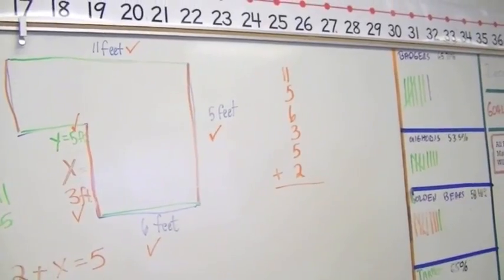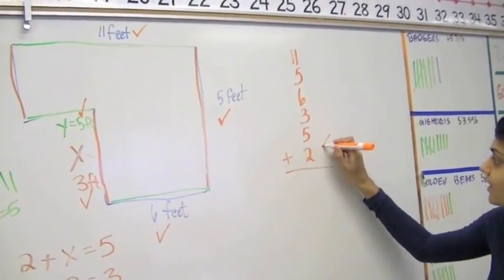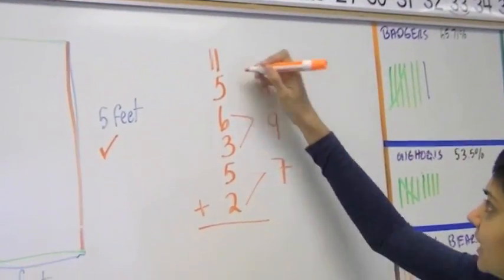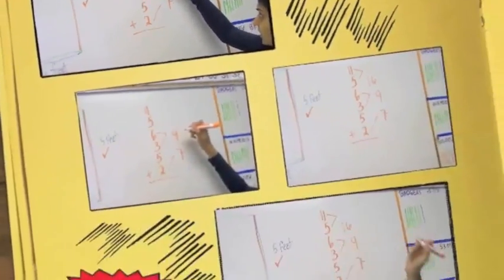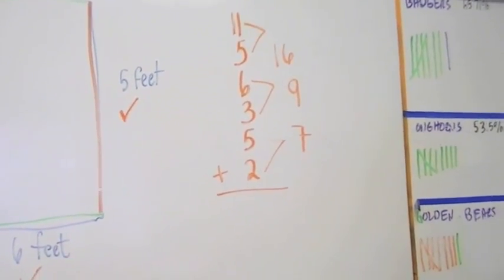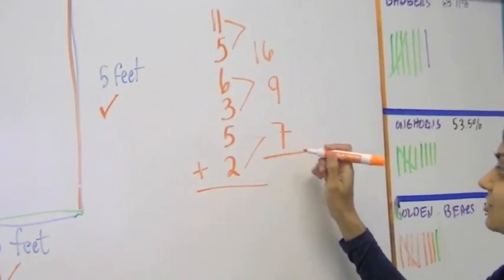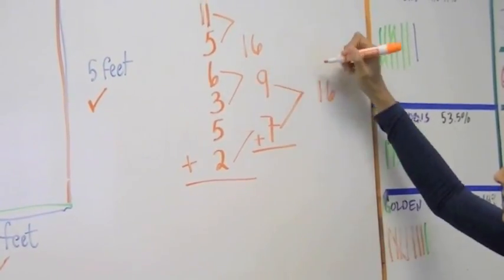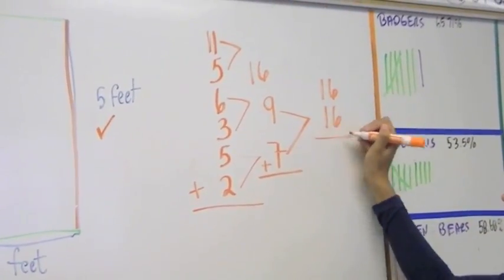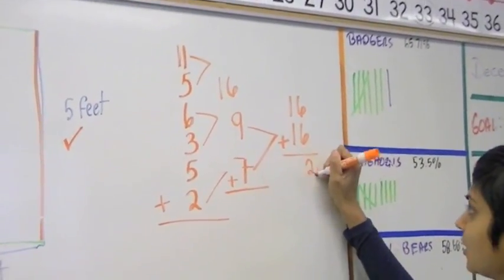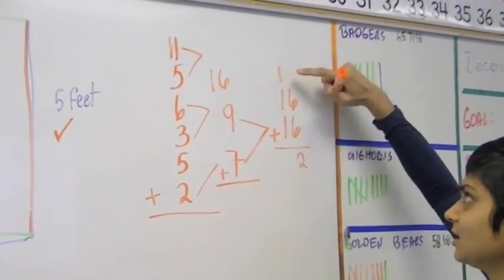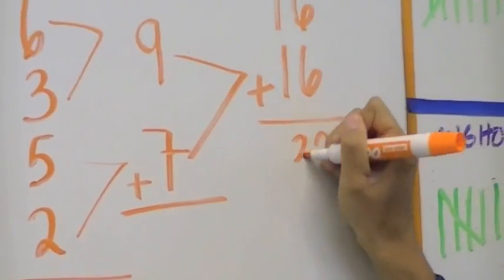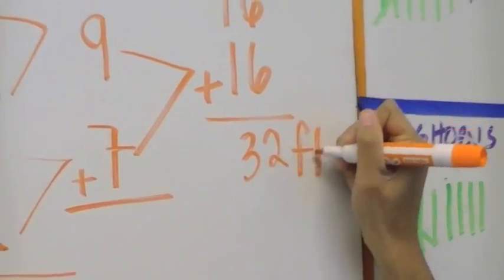Let's take this one step at a time. I know that 2 plus 5 is 7. 6 plus 3 is 9. And 11 plus 5 is 16. Made my addition problem a little bit more simple by having less numbers. Now I can add each of these separately. 9 plus 7 equals 16. And the 16 right here doesn't have to be a part of another group. 6 plus 6 is 12 ones. I have 2 ones and I have 1 ten. 1 plus 2 plus 1 plus 1 plus 1 makes 3. So that means that my perimeter is 32 feet.